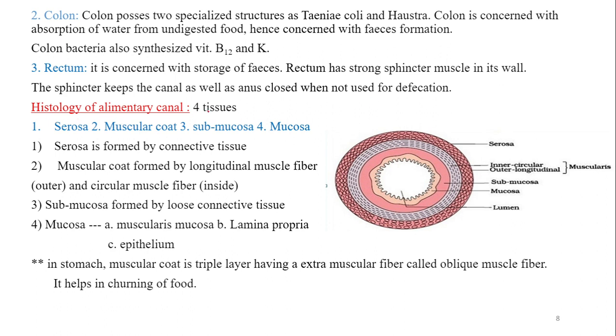Histology of alimentary canal. It is composed of 4 tissues. First one is serosa, second is muscularis, third is submucosa, fourth is mucosa. You can see here serosa, muscularis, submucosa, mucosa, and the lumen. Serosa is formed by the connective tissue, and second is muscularis, which is formed by the longitudinal muscle fiber and the circular muscle fiber.